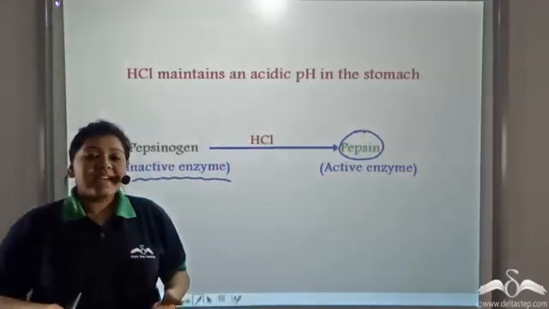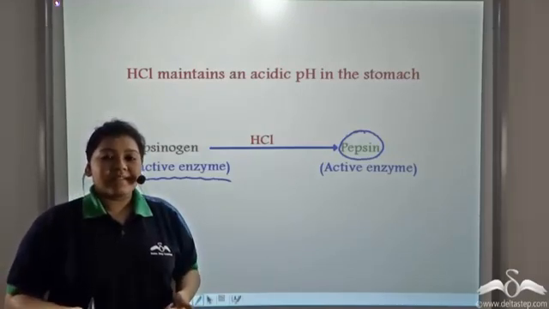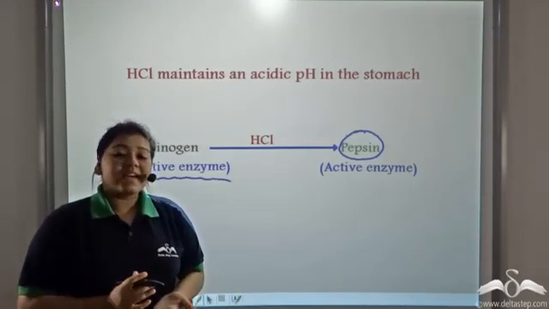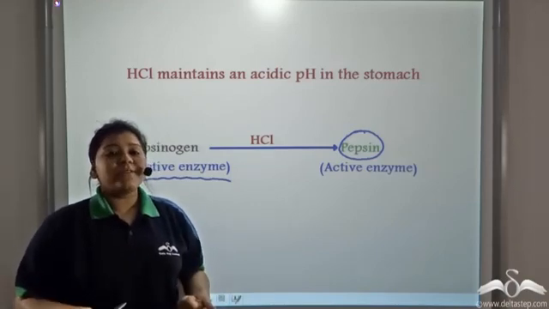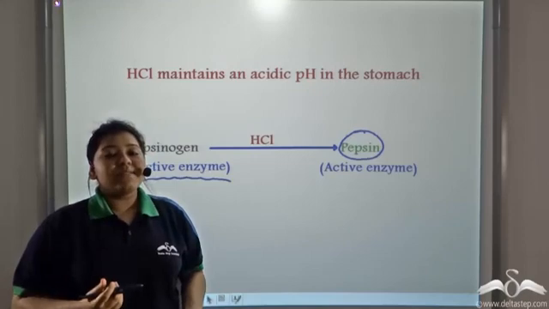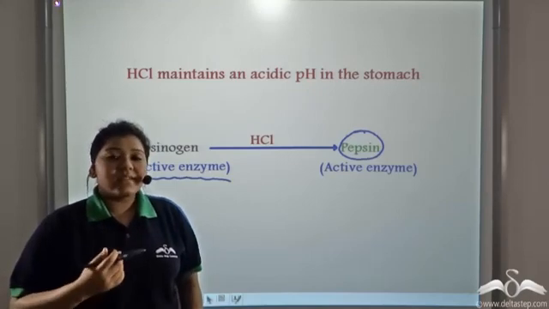Now, pepsin is a proteolytic enzyme. That is, it can break down the proteins in the stomach, thus digesting the proteins which could not get digested in the mouth.